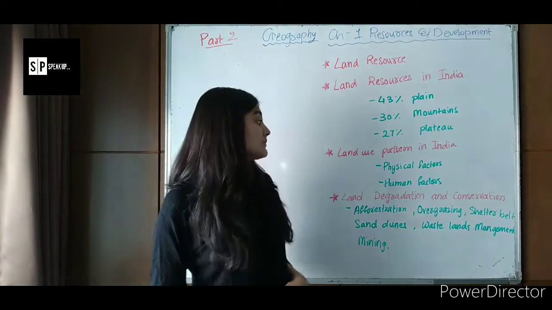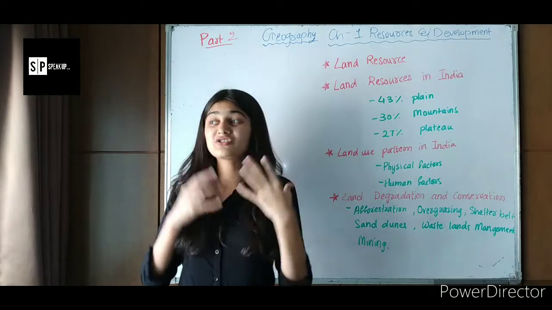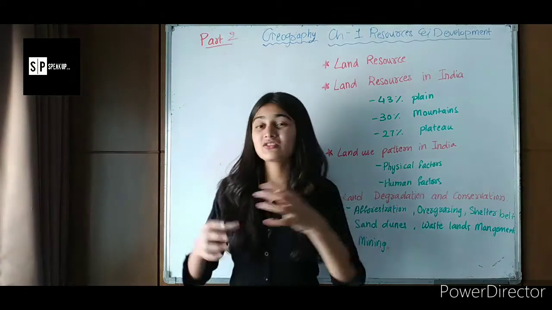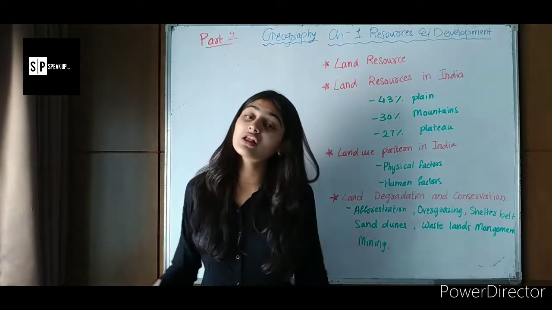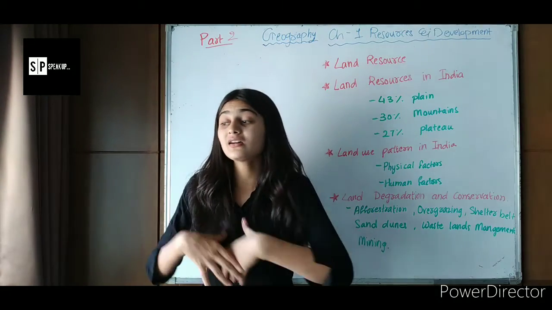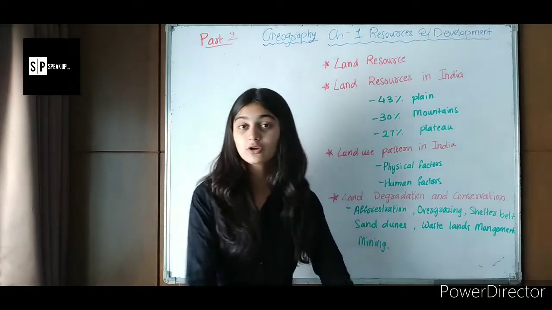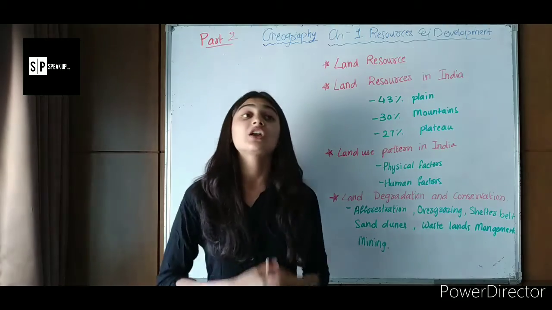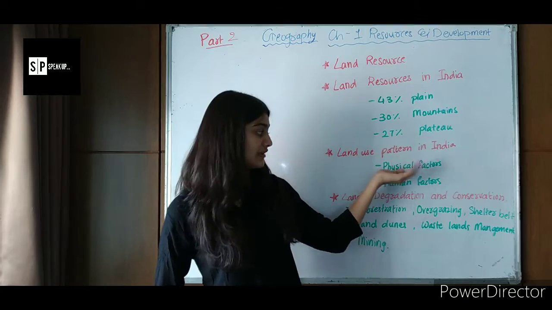Okay, then comes land use patterns in India. Now land use patterns depend on physical and human factors. What do physical factors mean? That is topography, soil type; all those things are known as physical factors. And human factors are the ways of using the land, like if we use it with technology, for cultural or traditional purposes, or for economic purposes. So these are the human factors and physical factors.